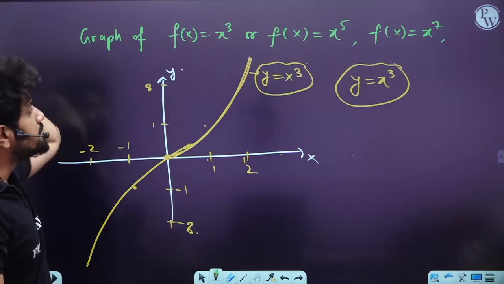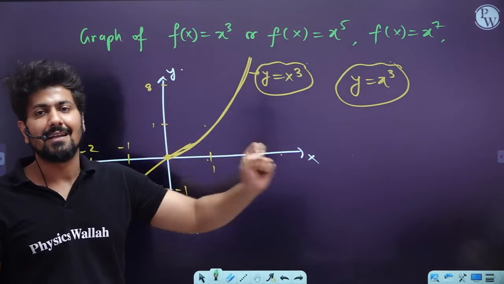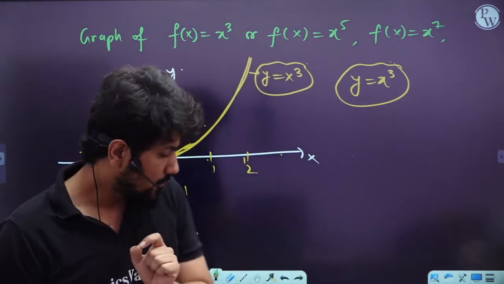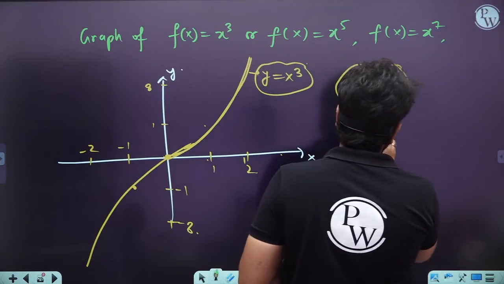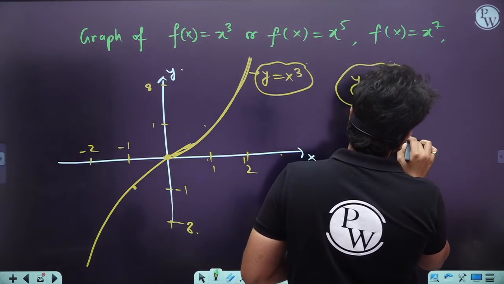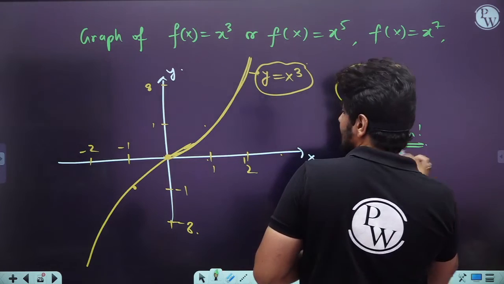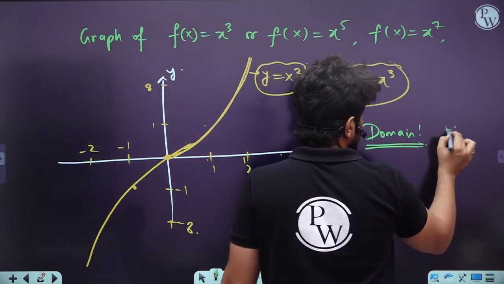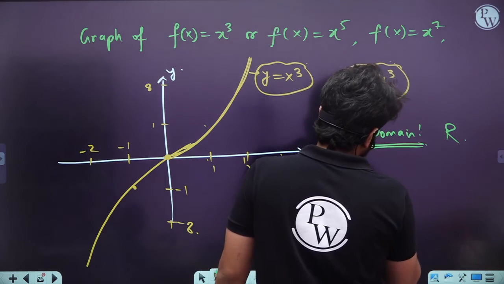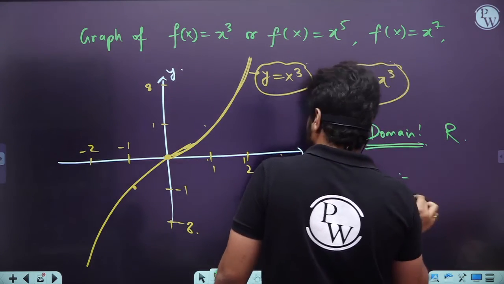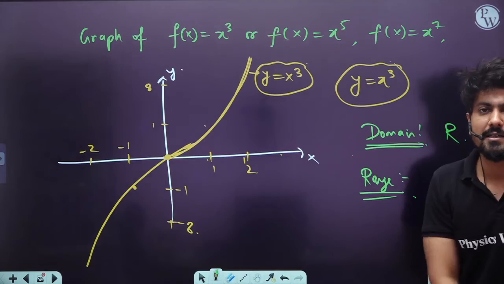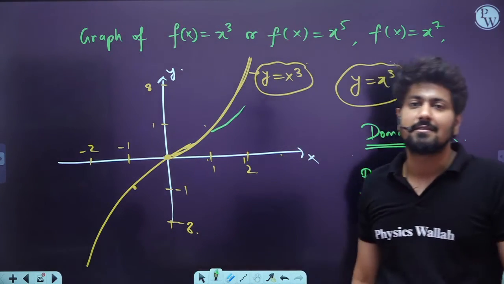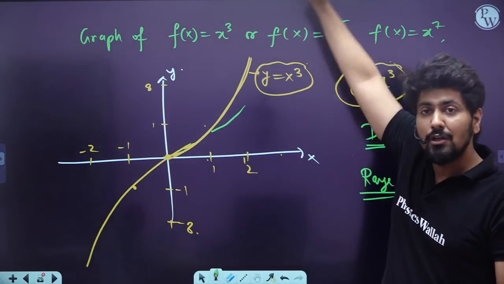Now, what's the domain and range? That is most important when you look at a graph. What's the domain, what's the range that you can see in this graph? Domain is basically the values of x. Again, x can be any real number over here. And what's the range? Range is the values of y, the y-axis covered by the graph. And this graph, as you can see, is covering the entire y-axis. The maximum value goes till infinity.